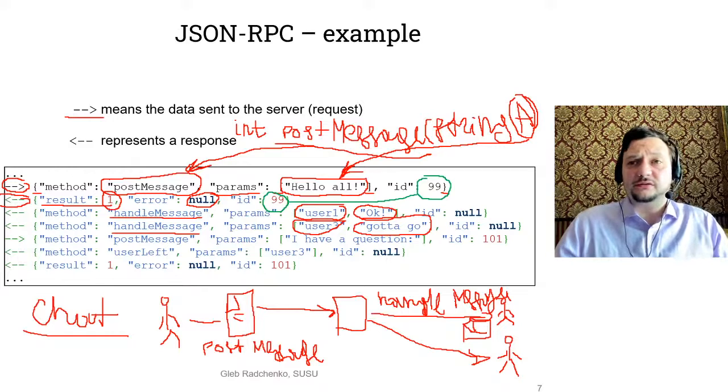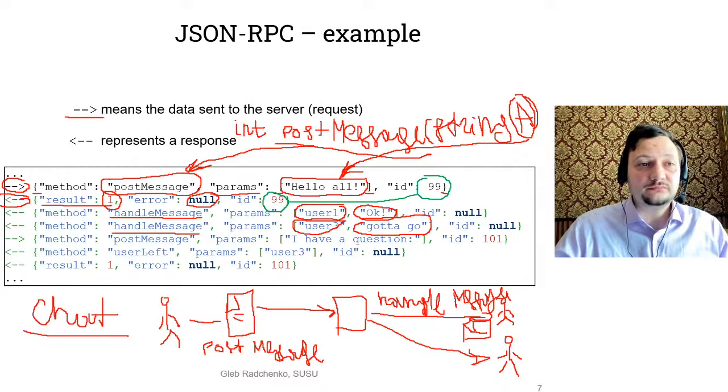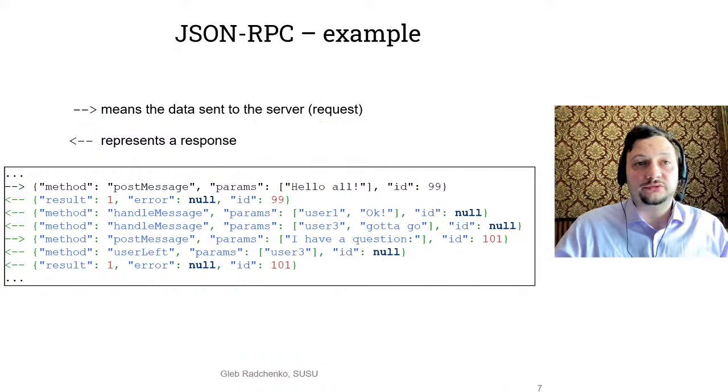So we can see here the process of exchange of information between two elements of our client-server architecture. Our client sends the messages that he wants other users to see, post message, and the server can process this message and send these messages to all the other users using the handle message request.